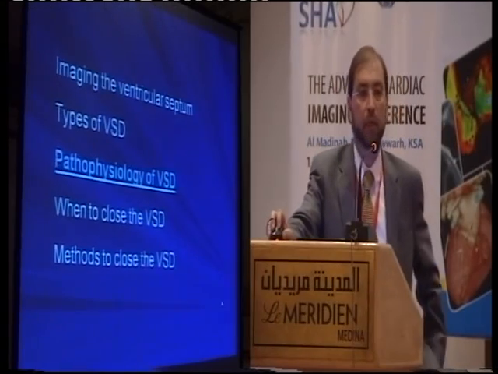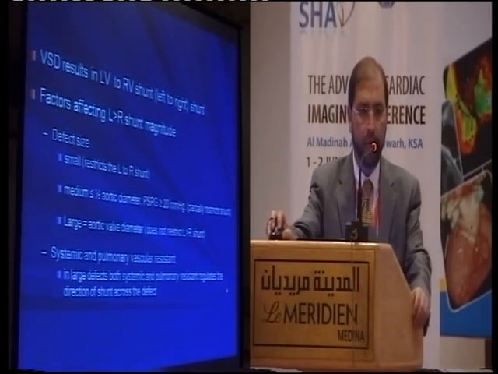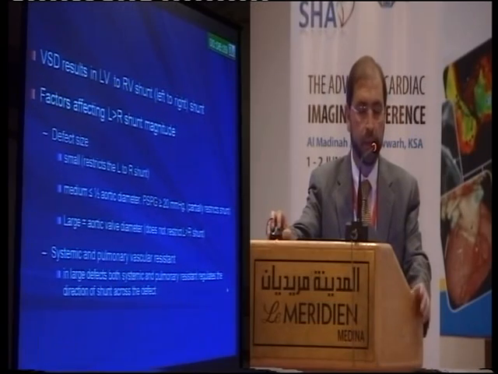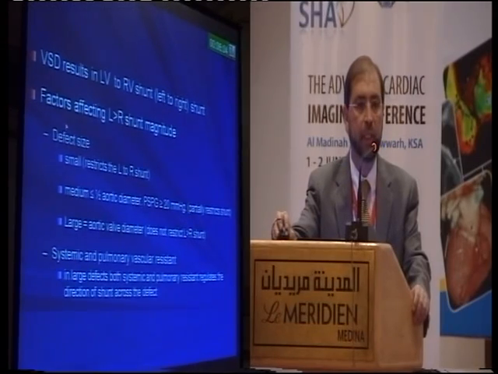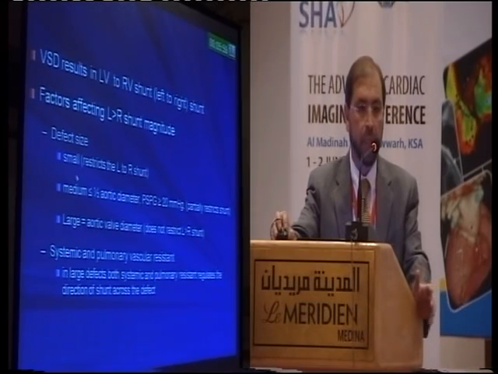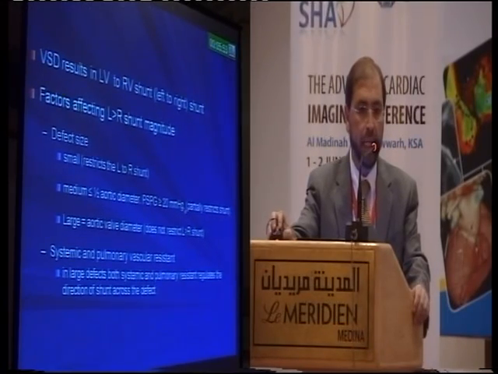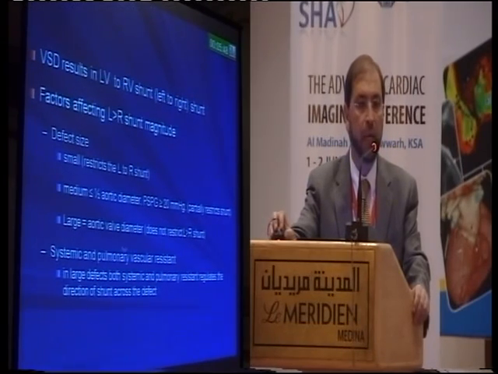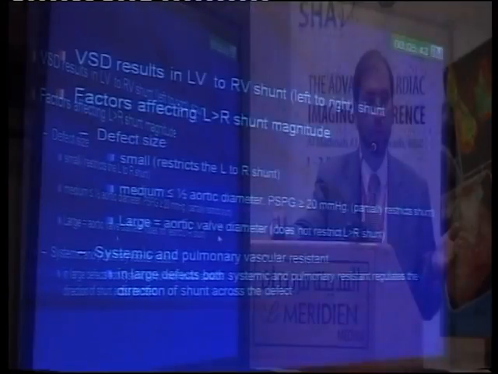Now, moving to the third part of the presentation, which is the pathophysiology of VSD. If you have a VSD, you have a left ventricle to right ventricle shunt, and that's what we call a left to right shunt. But what are the factors that affect the left to right shunt? The most important factor is defect size. If you have a small size, it will restrict the flow. If you have a medium size, that means it's less than half of the aortic diameter, and there are some restrictions to flow. But if you have large defects, there are absolutely no restrictions of flow, and the blood can freely go from the left ventricle to the right ventricle.